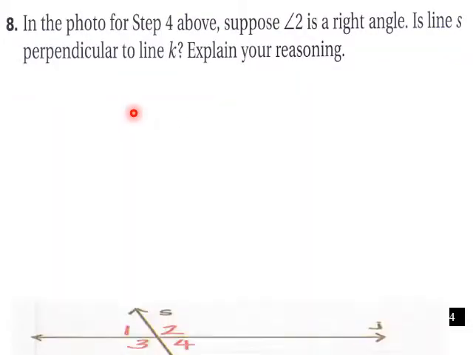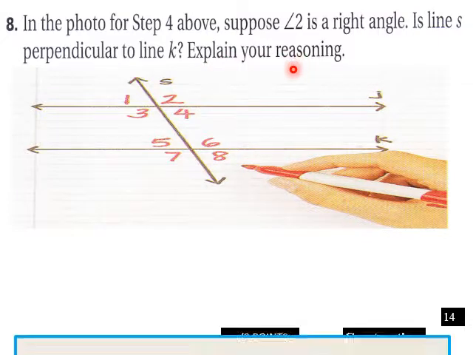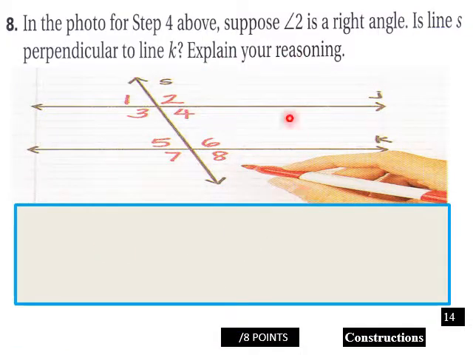And then for question number 8, in the photo for step 4 above, suppose angle 2 is a right angle. Is line S perpendicular to line K? So explain your reasoning. In this text box, explain your reasoning either way, whether you think they are perpendicular or not.